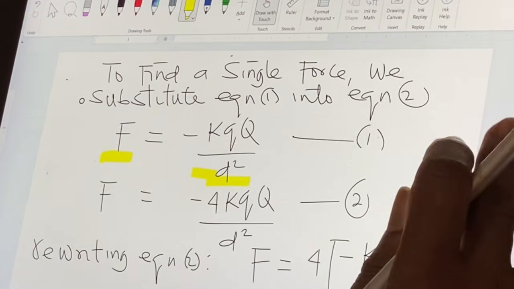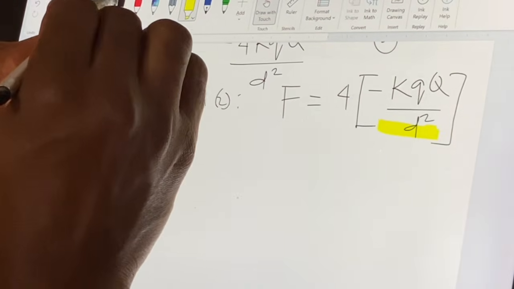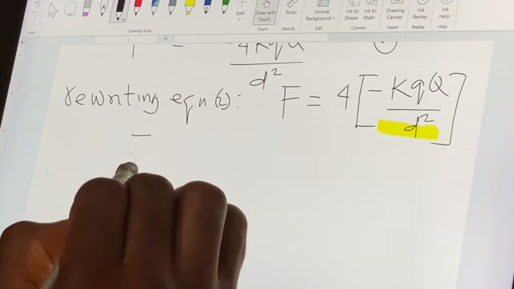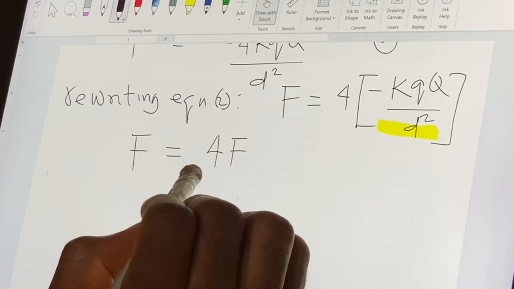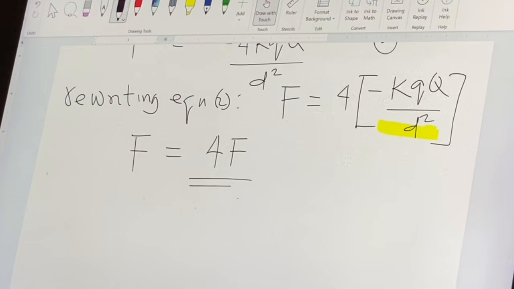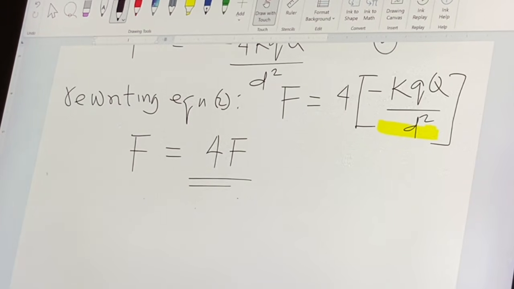So when you do that, we have something like this. F is equal to 4F. This is our answer here. When you do that, we have F is equal to 4F.